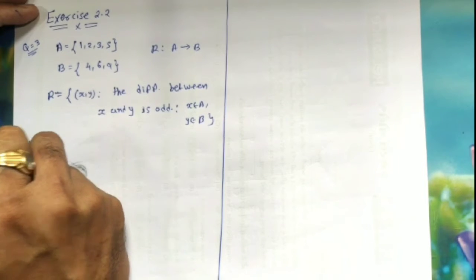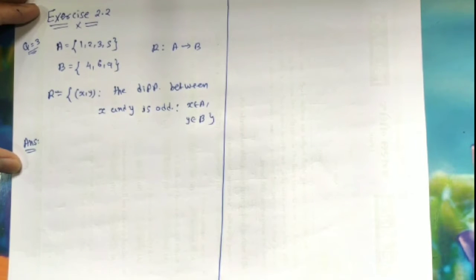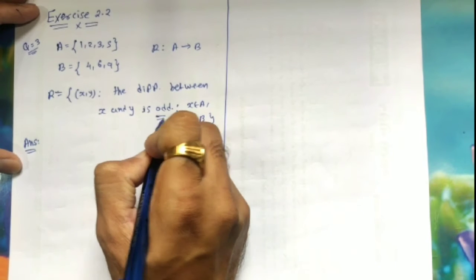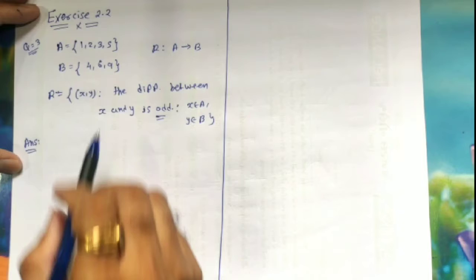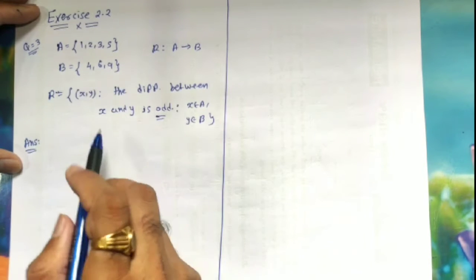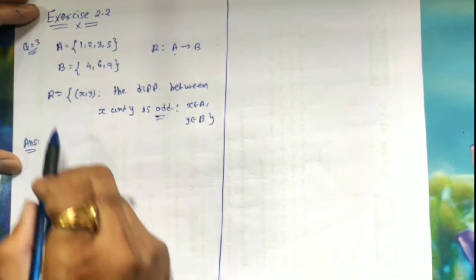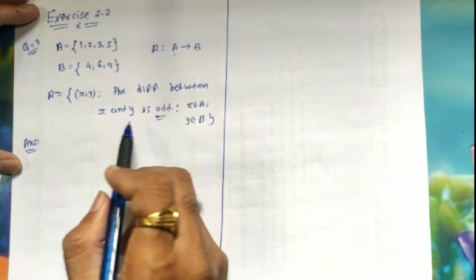Now for the difference, you have to consider the subtraction of the larger number minus the smaller number. We call that the difference, not just subtraction. So for the difference, you have to subtract the smaller number from the larger number. The difference between two elements of set A and set B must be an odd number. That will be the relationship between set A and set B. You have to write this relation R in roster form.